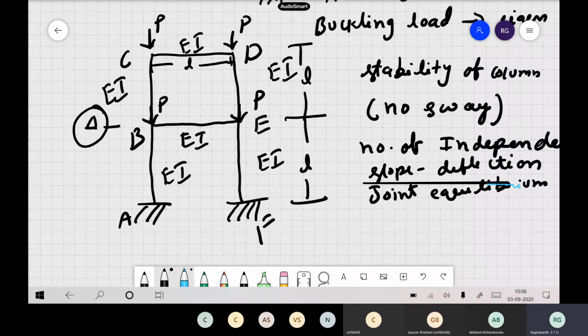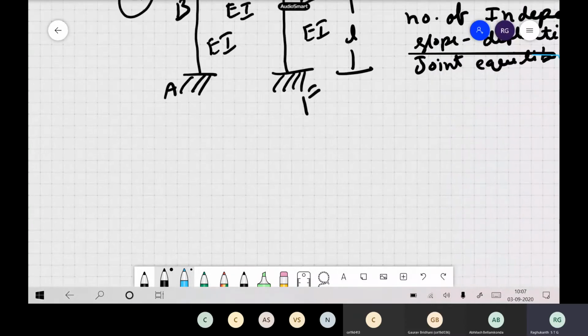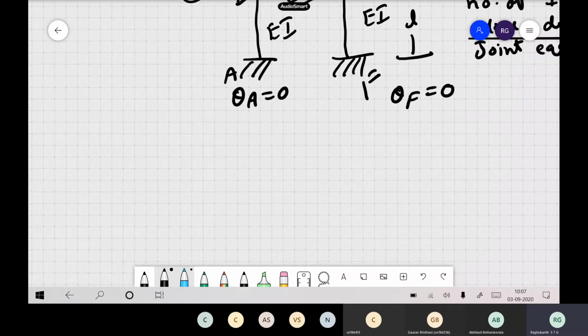You can see P, P here also, everything is symmetric. So now you see, you can write the slope deflection equation. So this is the first step. And of course theta a and theta f are all 0 here. Okay, so now write the slope deflection equations. This is the first step. So now the slope deflection equations, say.